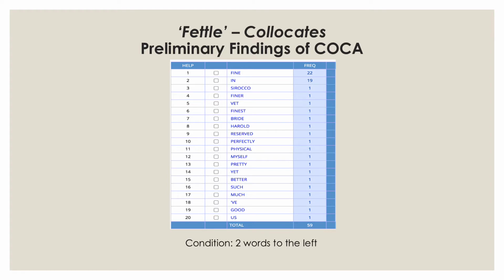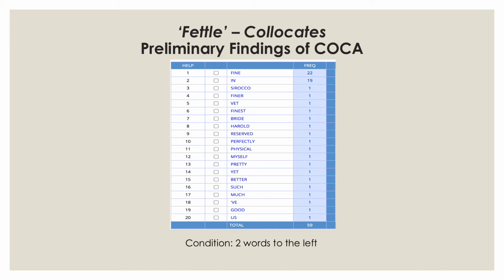To begin the preliminary findings, we can look at the words that fettle collocates with in COCA, and we can see right off the bat that there are only 20 collocates and 59 instances in total, which is a very small amount compared to, for example, a common word like health, which when also searching 2 words to the left has 100 collocates in COCA and 97,962 instances. So that's just to give you some perspective.